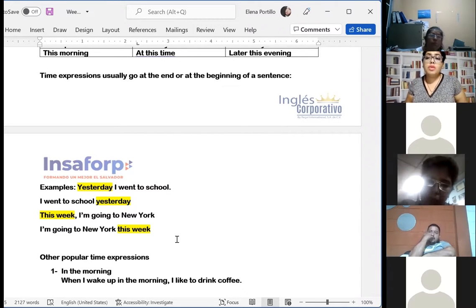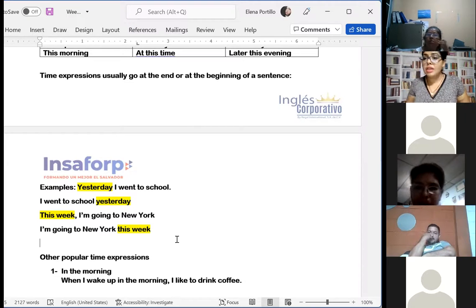So we have other popular time expressions. But tomorrow we are going to see the other popular time expressions, and then we are going to develop another topic. And now it's time to end this session.